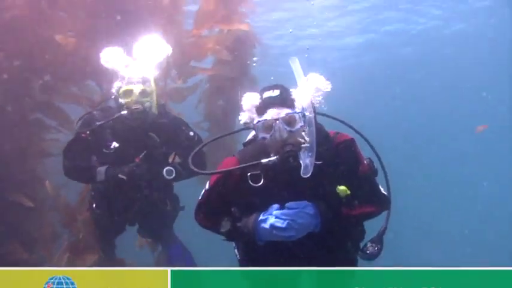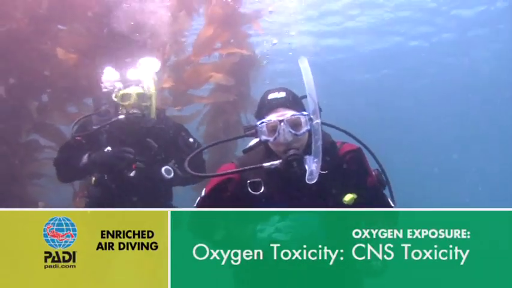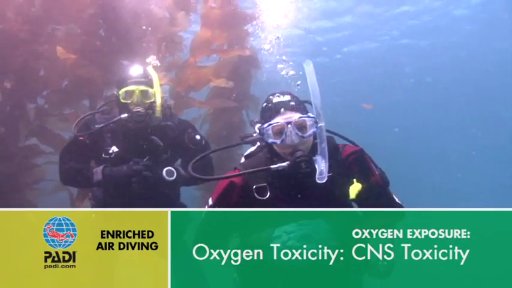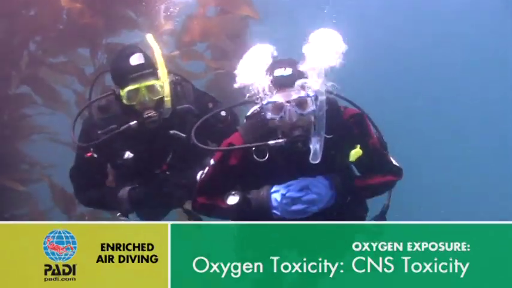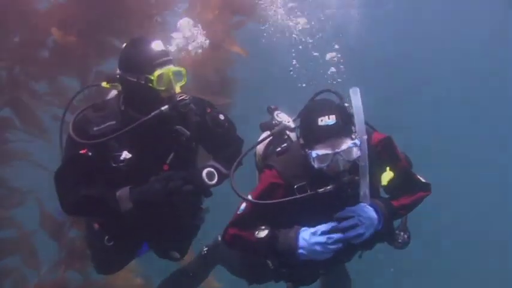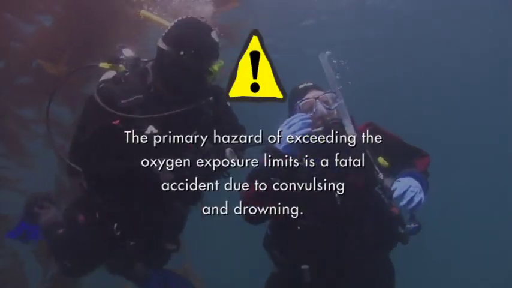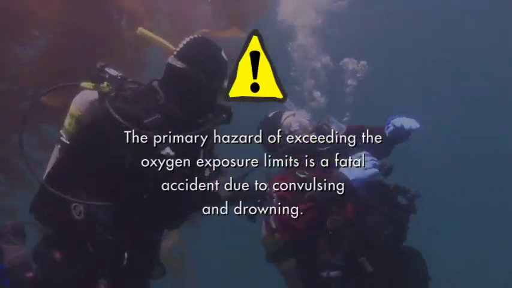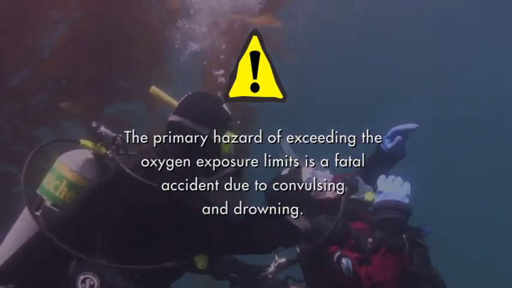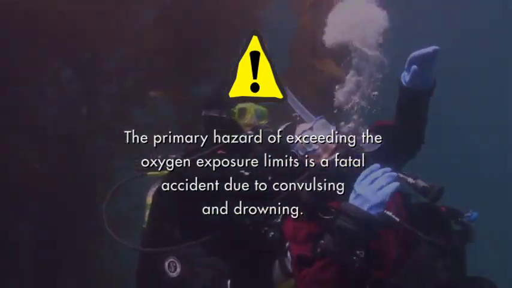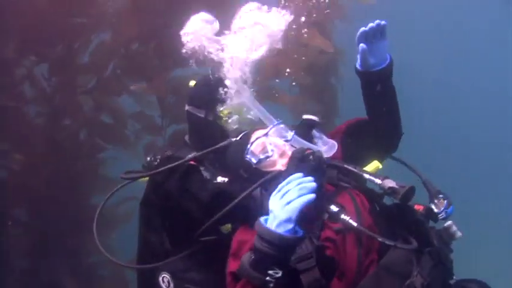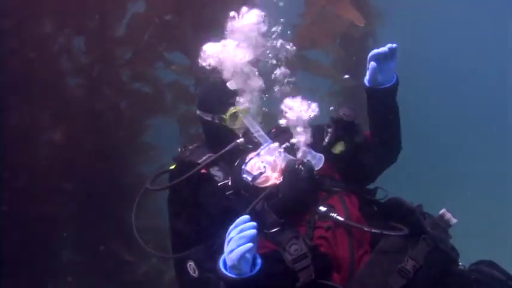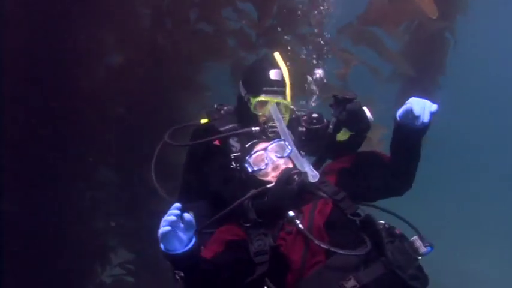There are two types of oxygen toxicity that can occur by exceeding oxygen limits: CNS, central nervous system toxicity, and pulmonary toxicity. The primary hazard of exceeding the oxygen exposure limits is a fatal accident due to convulsing and drowning. CNS toxicity may cause a diver to convulse. Convulsions are not usually harmful in themselves, but underwater, the diver is almost certain to lose the regulator and drown.